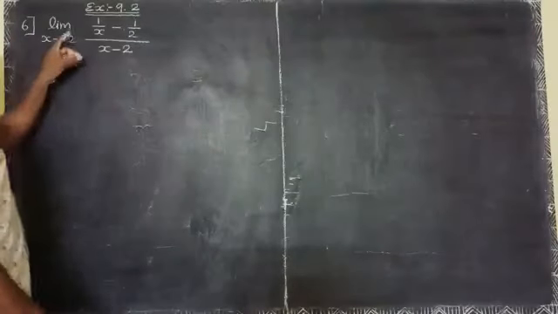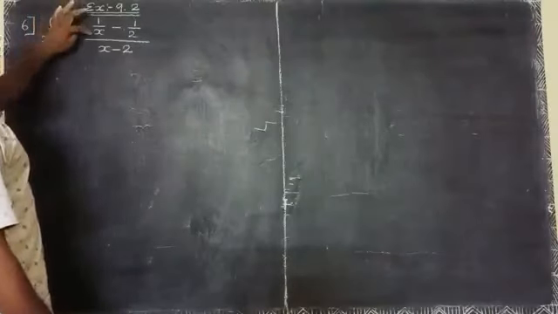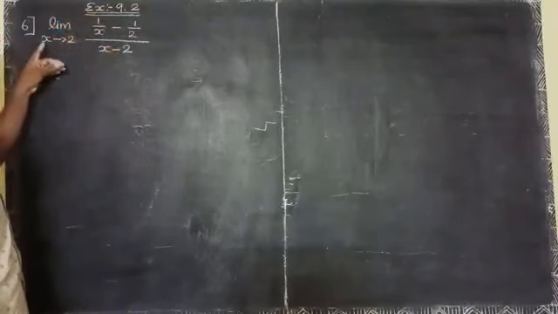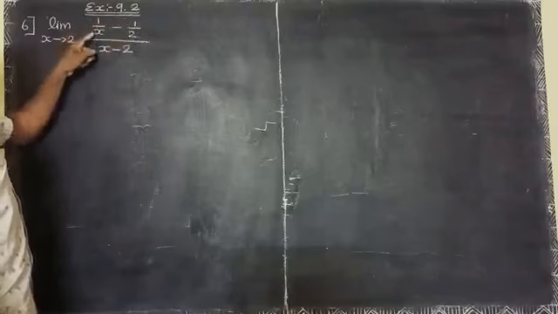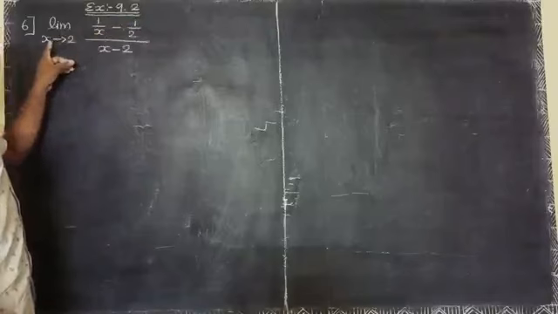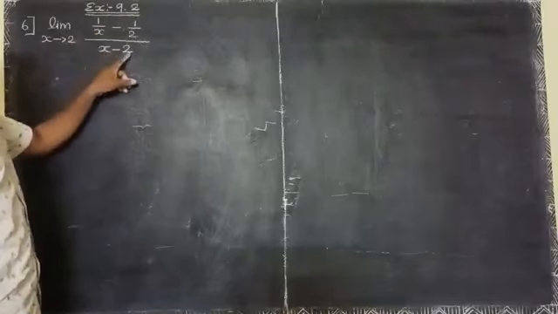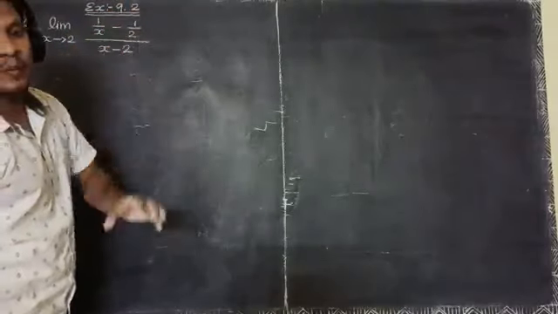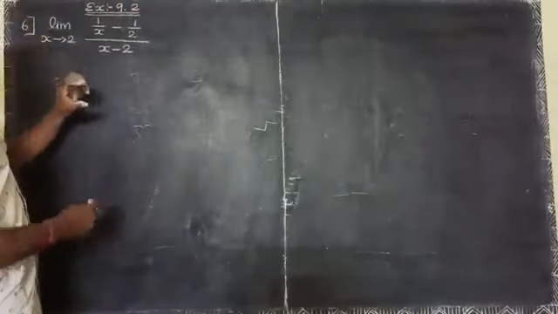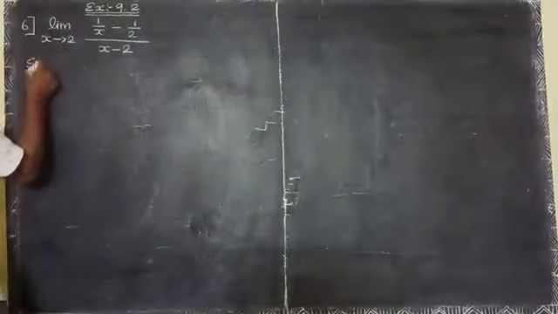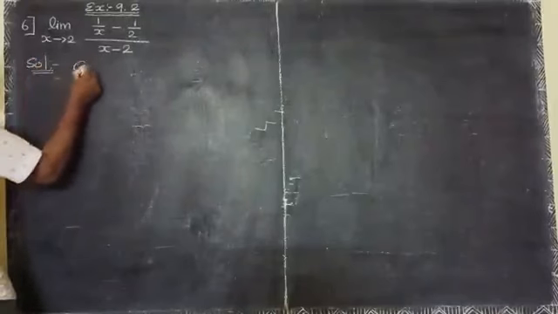Question number 6. Limit x approaches 2, numerator 1 by x minus 1 by 2, divided by x minus 2. Replace x equal to 2 into the function: 1 by 2 minus 1 by 2, the numerator has 0. Then in the denominator replace x equal to 2: 2 minus 2, the denominator also has 0. That is 0 by 0, an indeterminate form. So the given function can be written in another format. That is the solution.